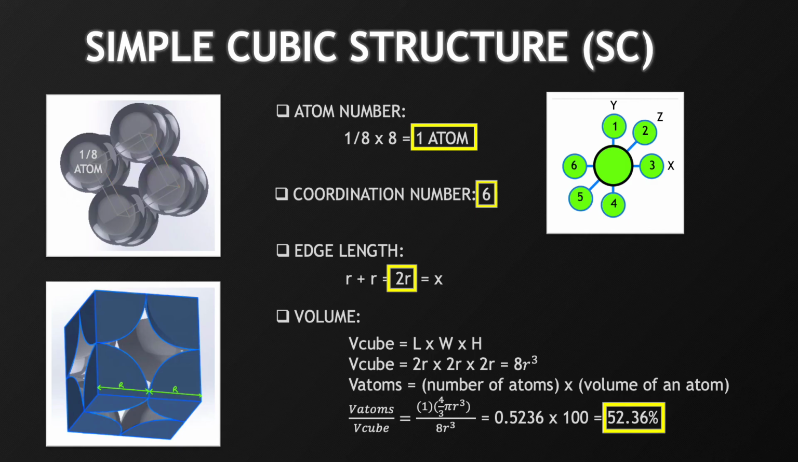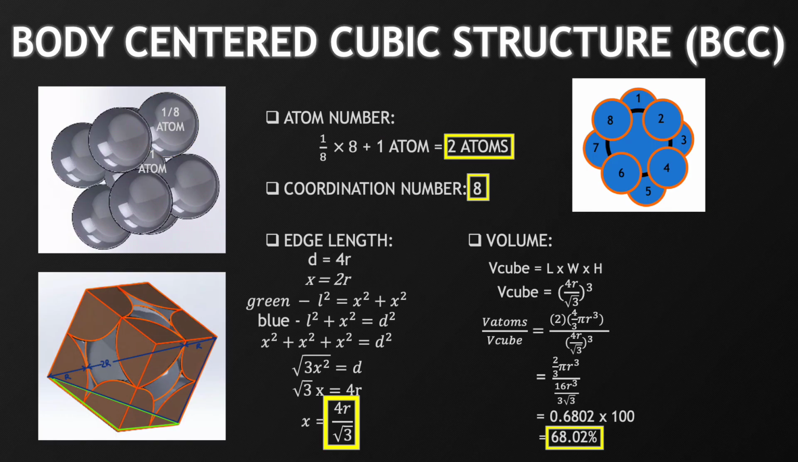Then we find the volume of the atoms, that being the number of atoms times the volume of an atom. The volume of an atom is 4/3 pi r cubed. After solving the formula, we find that the percentage of volume of atom in the simple cubic structure is 52.36%. Next, the body-centered cubic structure, or BCC.